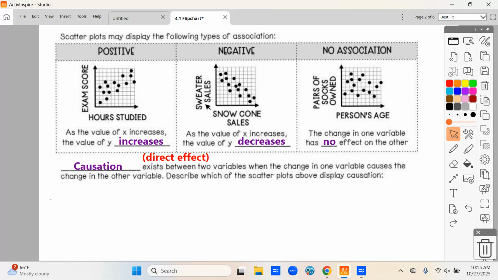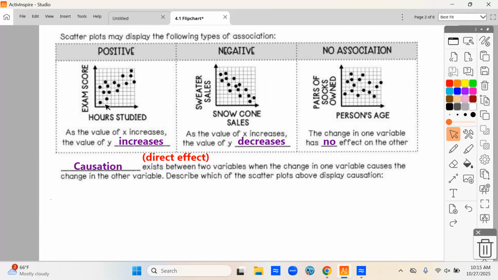It's shown in the scatter plot, but when we think of direct effect, truly it's the temperature that's affecting snow cone sales and sweater sales, right? Sweater sales goes up because the temperature goes down. Snow cone sales go down because the temperature goes down. So they do not have a direct effect on each other, therefore it's not causation.